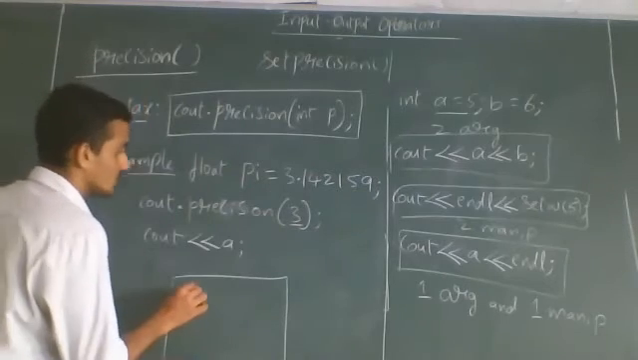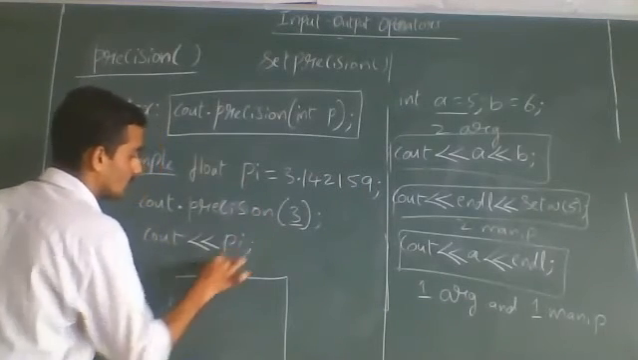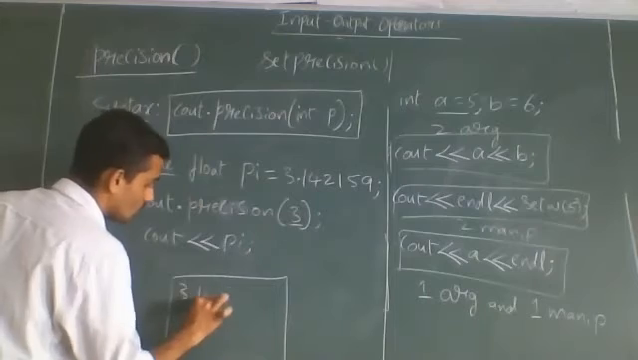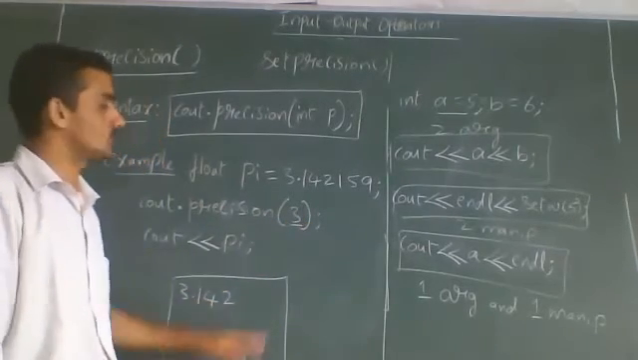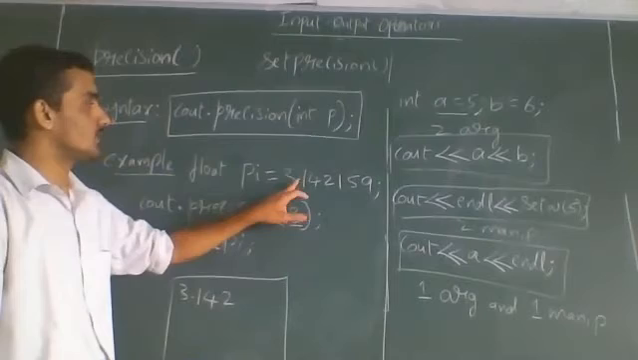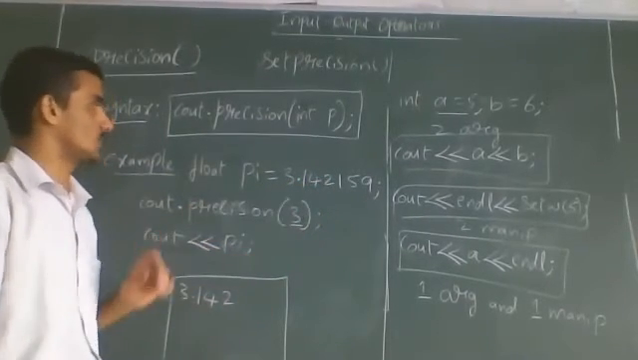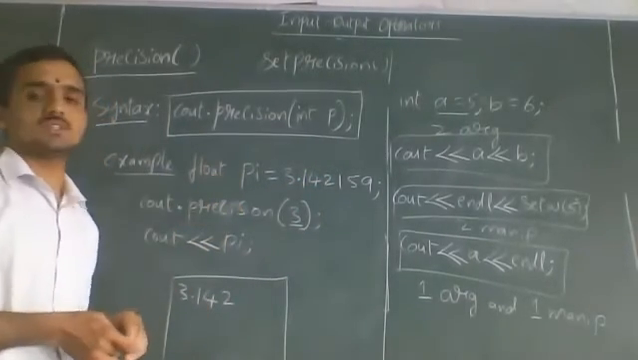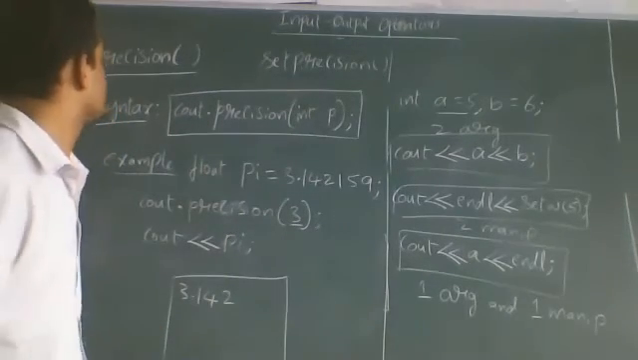So the output will be 3.142 because I have taken precision as 3. It will stop at 3 digits after the decimal point. So it will print 3.142. So this is the meaning of the precision function. Now we go for set precision.